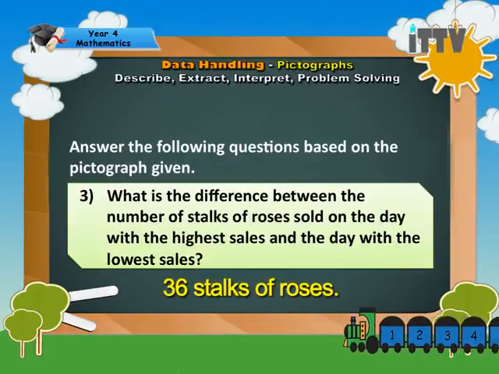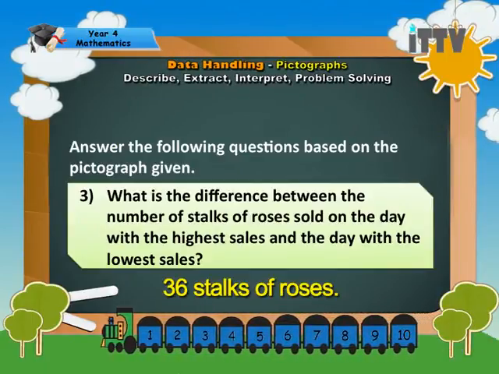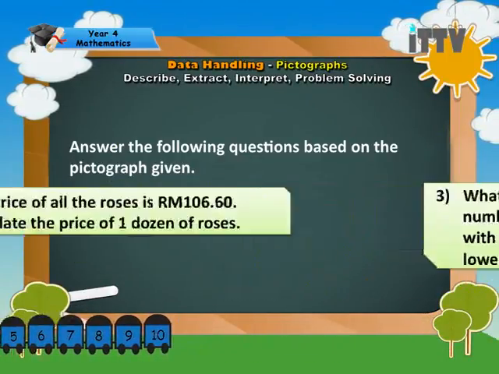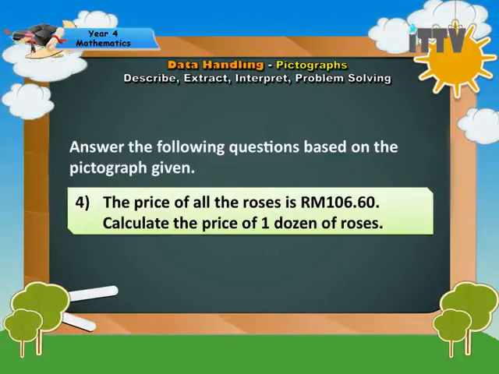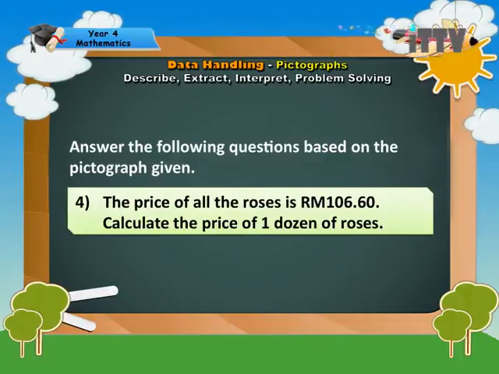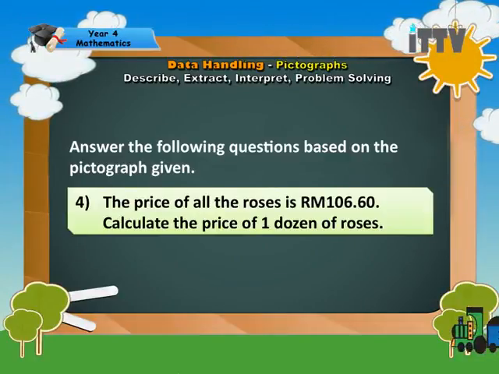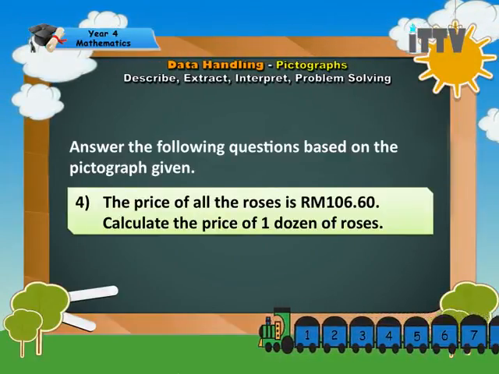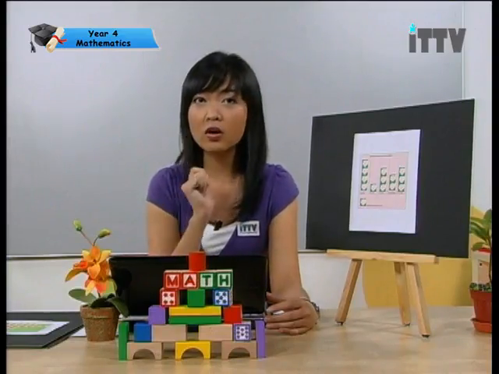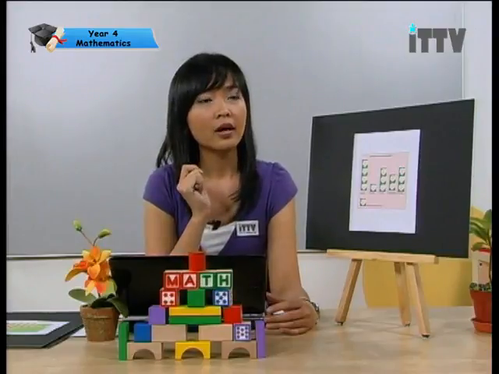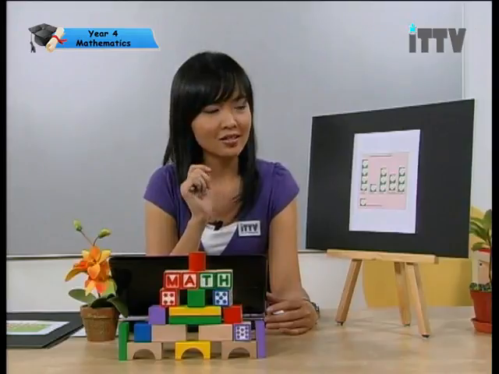Remember, yeah? If you are asked to give the answer in stalks, you have to multiply by 12. Number 4. The price of all the roses is 106 ringgit and 60 cents. Calculate the price of 1 dozen of roses. Now notice that over here we want to calculate the price of 1 dozen of roses, not 1 stalk of rose, okay?